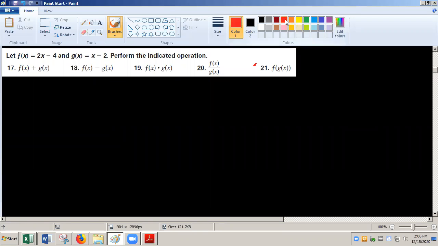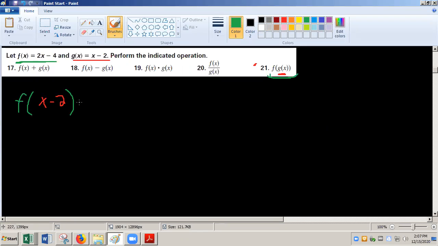Next, we're looking at number 21. Here we're going to perform the indicated operation. We're doing f of g of x. That's how we read this thing off. So basically what I'm going to do is put my g of x function into the x's for my f of x function. Here's my f of x function in green. So again, I'm putting the red thing into the green thing. Now when I write this out, I'm going to say f of, and now instead of writing g of x, I'm going to write x minus 2.